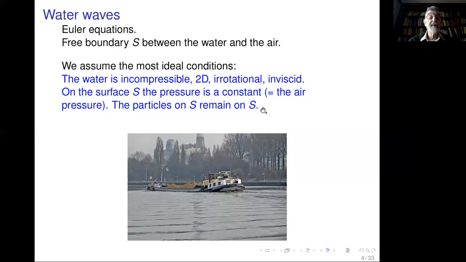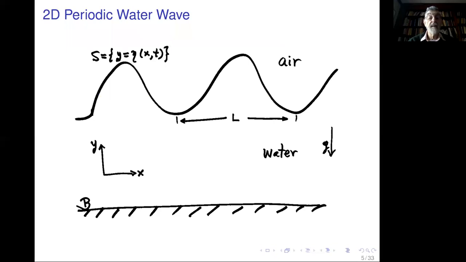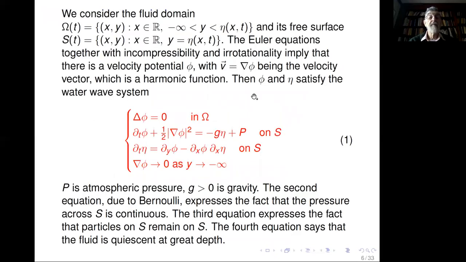And now I'm going to write down the model. Okay, so I'm going to write down the mathematics. So omega is the fluid domain. In general, it depends on time. It changes with time. And the surface changes with time. That's the upper boundary of that. The lower boundary, there's no lower boundary. I'm assuming that it's infinite depth here.